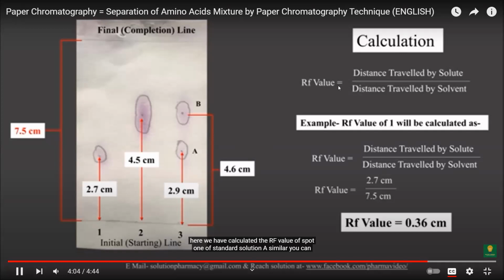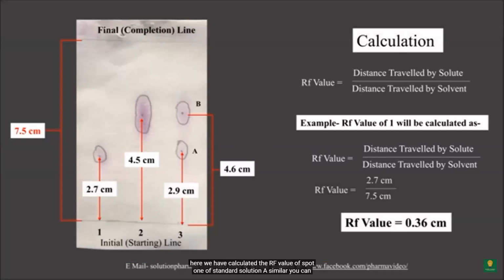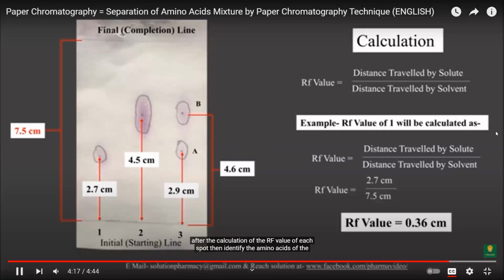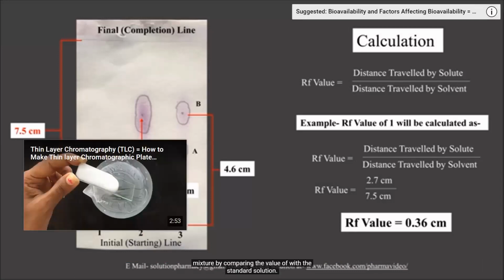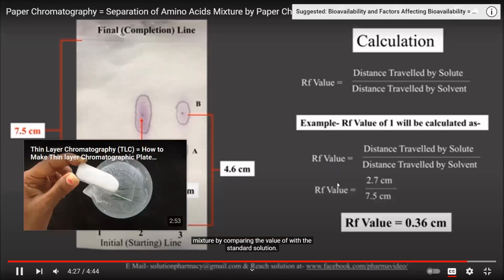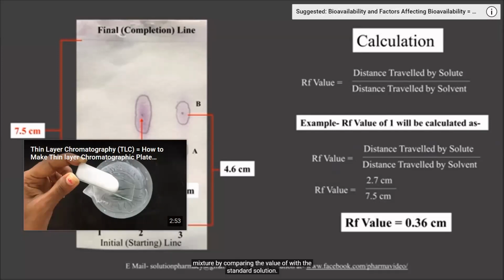Here we have calculated the RF value of spot 1 of standard solution A. Similarly, you can calculate the RF value of spot 2 of standard solution B and the RF value of the two spots A and B obtained after the separation of the mixture sample solution. After the calculation of the RF value of each spot, identify the amino acids of the mixture by comparing the RF value with that of the standard solution. Here the spot A is the spot of leucine and B is the spot of valine.